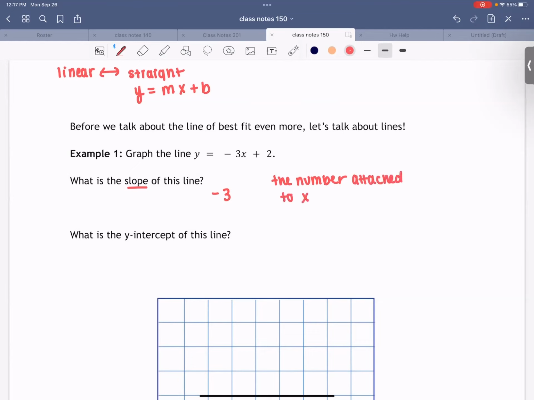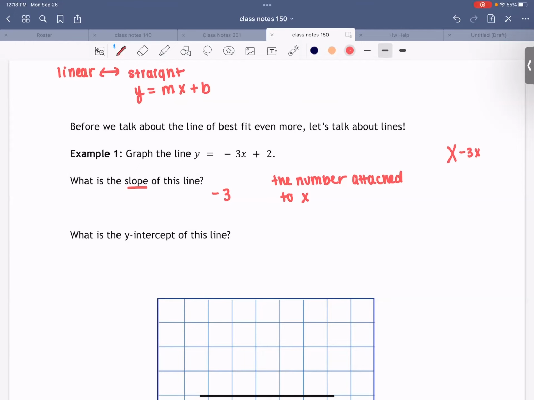So you're going to take a look at x, you're going to look at the number attached to it, that number is the slope. Now, one thing I won't take for an answer of the slope is make sure you don't write -3x as your slope. That's not the slope of the line, that's -3x. -3 is the slope.